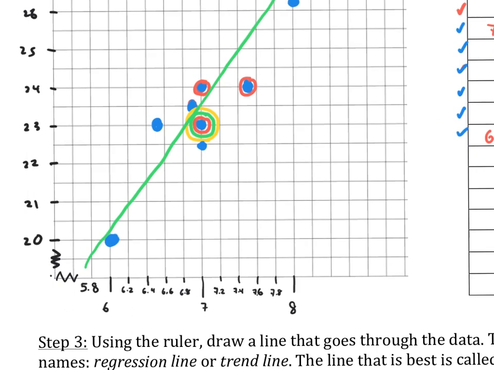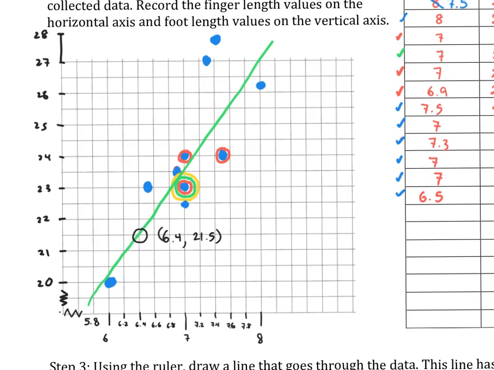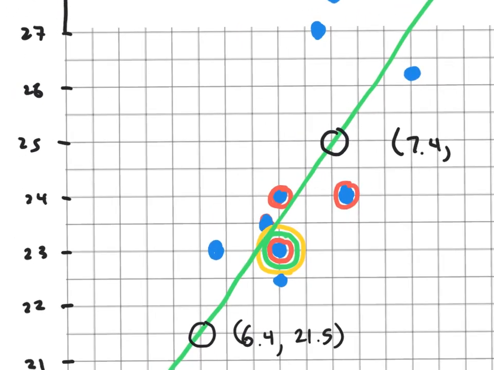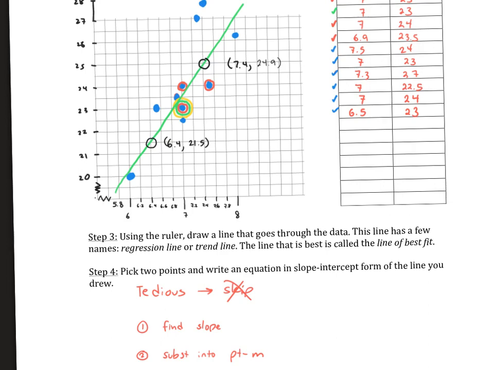So notice this point right here at 6.4, comma, and it looks like it's at 21.5. So that's a cleanish point. And let's find another one, maybe somewhere near here. Now notice this is slightly shy. If I go on the 7.4 there, 7.4, it's slightly shy. If I zoom in, we can see that it is shy of the 25 there, just barely. So maybe 24.9 right there.